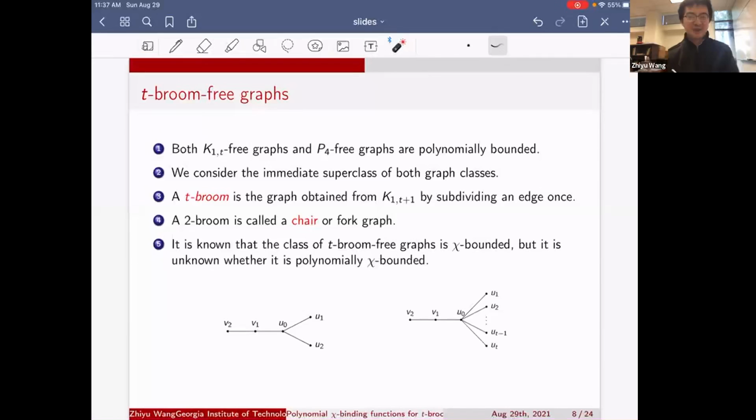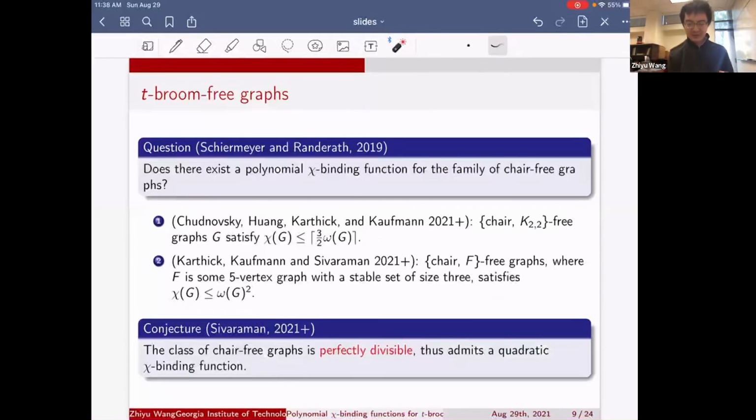We know both of these graphs have radius 2. So by the Kierstead-Penrose result, this class is chi-bounded, but it was not known whether it is polynomially chi-bounded. This is exactly what we study here. This question was made official in the survey paper of Scott and Seymour. They ask, in the case of chair-free graphs, where we only have two leaves on the right, does there exist a polynomial chi-binding function for the family of chair-free graphs?